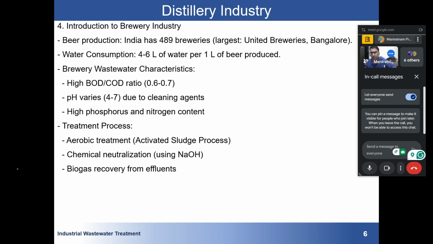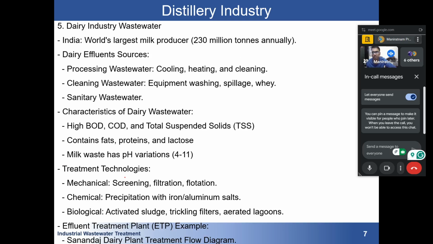Then we have another industry, the brewery industry, that is beer production. India has 489 breweries, with the largest, United, in Bangalore. For 1 liter of beer, 4 to 6 liters of water is consumed. Again, it has high chemical and biochemical oxygen demand. pH varies between 4 to 7 due to cleaning agents. High phosphorus and nitrogen content is there. Treatment includes anaerobic treatment, chemical neutralization, and biogas recovery from effluents.